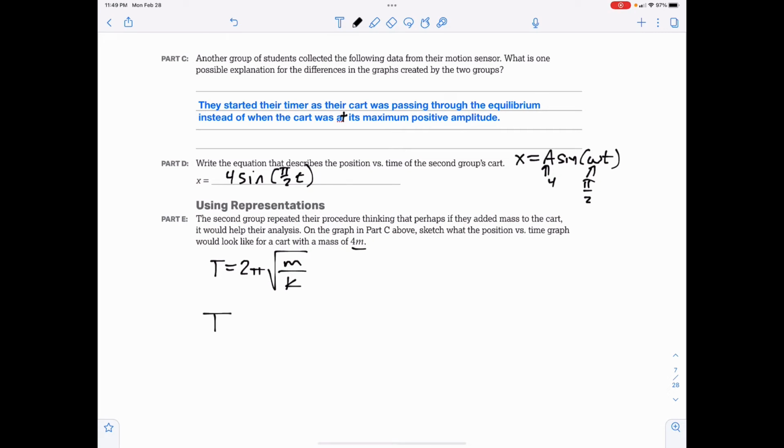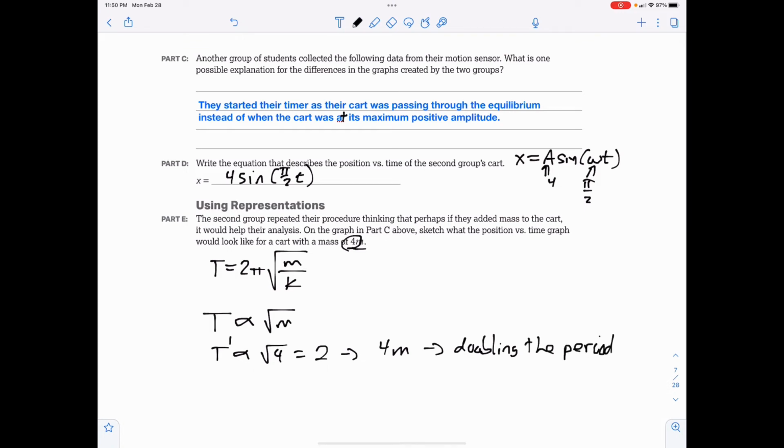What this means is the period of the oscillator is directly proportional to the square root of the mass, but you're quadrupling the mass. So T prime, or T new, is the square root of 4, which equals 2. What this means is 4 times the mass relates to doubling the period. Okay, the period was 4 seconds. So now the period, right, is 8 seconds. Let's go up to the graph and make that.